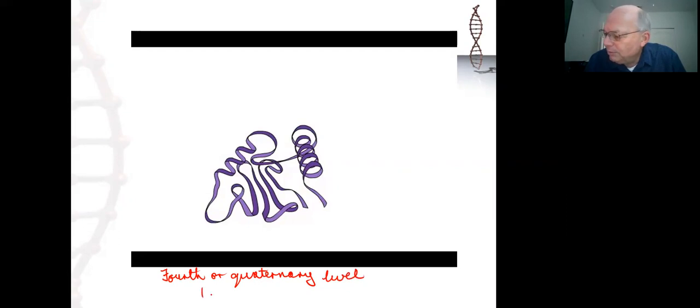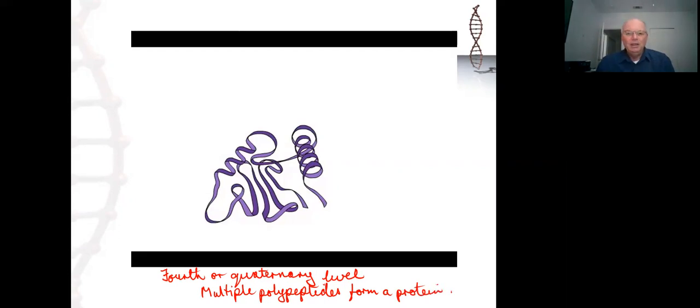And this is multiple polypeptides form a protein. So a protein, by definition, is something that has function. And in some cases, a folded polypeptide really does have a function. So not only is it a polypeptide, we would now refer to it as a protein because it has a function in the cell. But many proteins are actually formed from multiple polypeptides. So you don't actually have the protein until all the polypeptides come together.